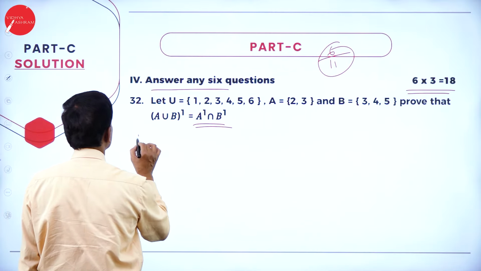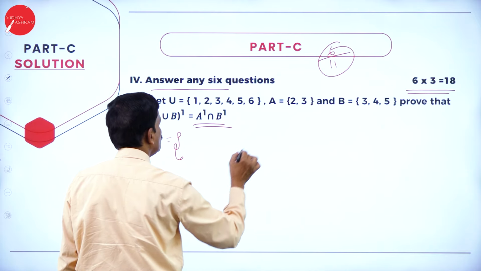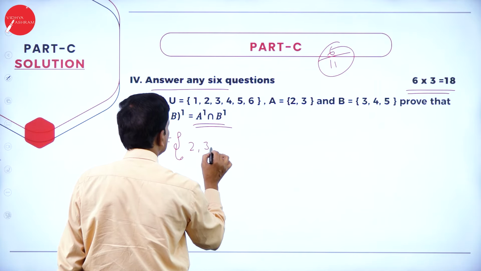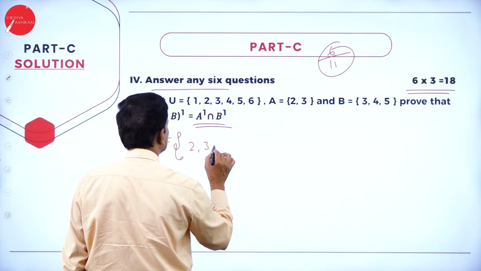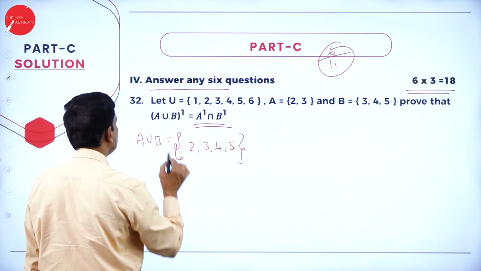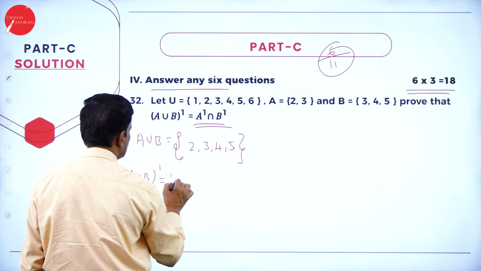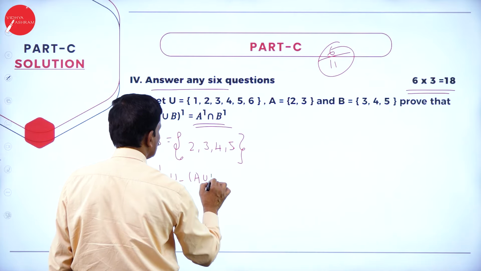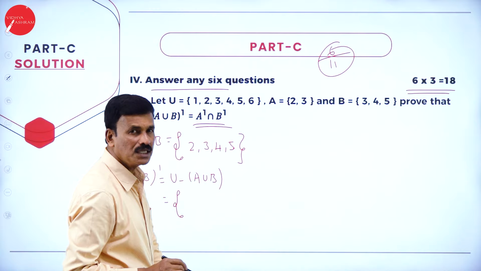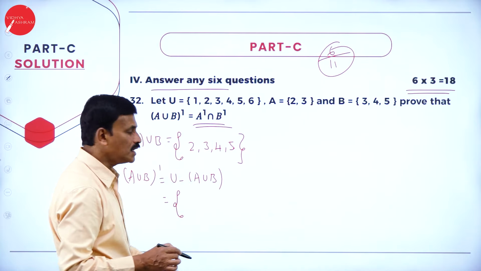Now, first find out A union B. What is A union B? A union B contains all the elements of set A and set B. A contains 2, 3, B contains 3, 4 and 5, and 3 is already taken. This is A union B. Now, write down (A union B)', that is nothing but U minus (A union B). That means all the elements which are in the universal set but not in A union B.